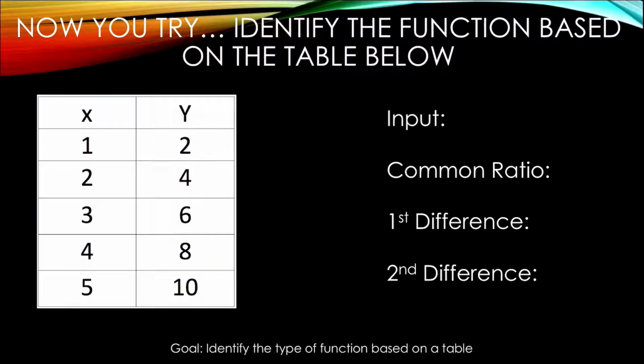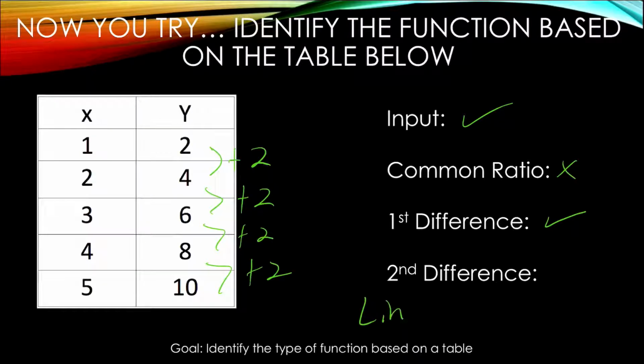Okay, let's try this one. So once again, pause the video. My input values all look good. Common ratio. 2 times 2 is 4. 4 times 2, nope. So I don't have a common ratio. Let's try a first difference though. This one looks pretty good. Plus 2, plus 2. Boom. We have a first difference. So we know this is linear.